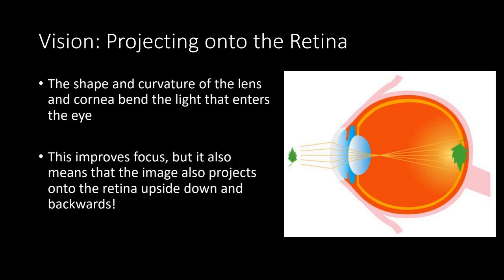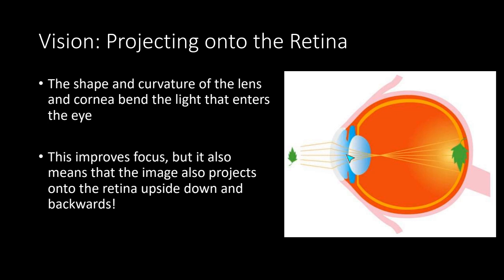But first, a little interesting side note about how incoming visual information lands on the eye. The shape and curvature of the lens and the cornea, our eyeballs are curved, they're spherical, and the structures inside are also curved. So the shape of the lens and the cornea are really effective for bending light that enters the eye. And this is really effective for improving focus, enabling those structures to really focus those signals onto the back of the eye.